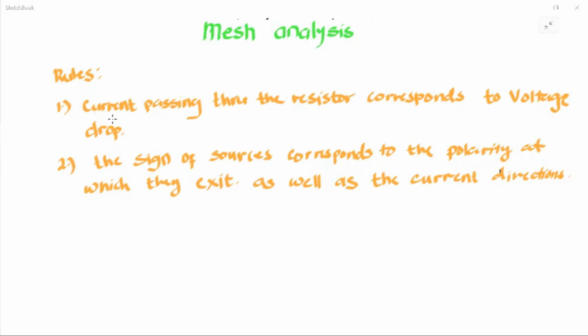First, the current passing through the resistor corresponds to a voltage drop, because we all know that there is a voltage drop when a current is passing through a resistor or a load. Next, the sign of the sources corresponds to the polarity at which the current exits, as well as current directions. So for our first example, let's try this one.